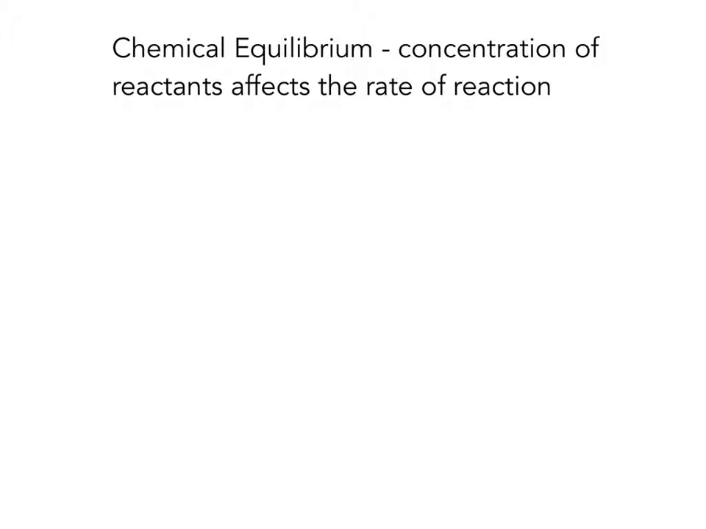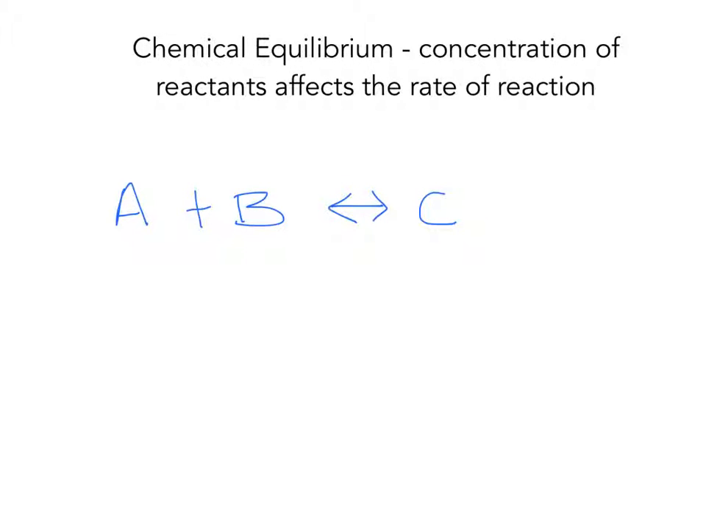One of the factors affecting the rate of the reaction is the concentration of reactants. Let's consider this generic chemical equation, A plus B to get C. The greater the concentration of reactant molecules, that's A or B, the more frequently they can collide with one another and have an opportunity to react and form products, C.